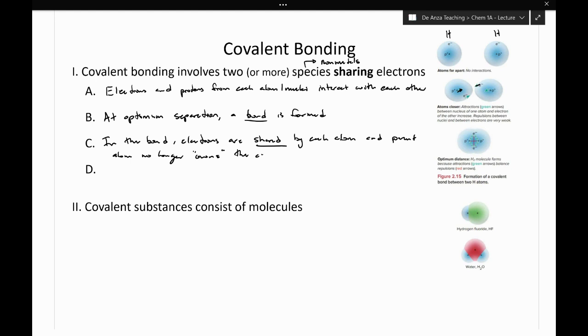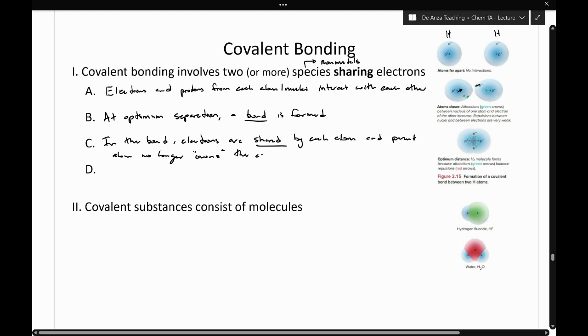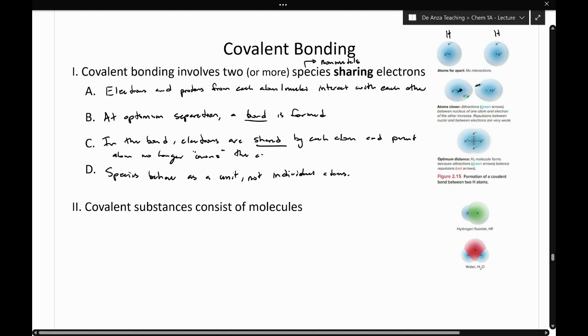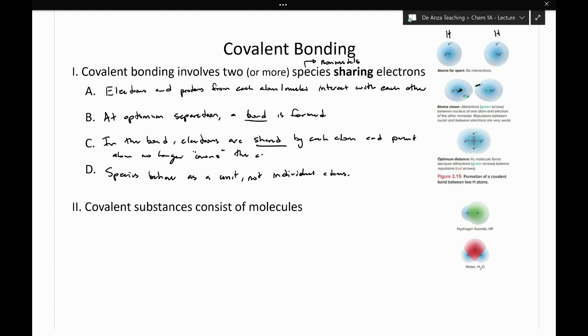In these species that are covalently bound together, that have this sharing of electrons, these species behave as a unit, not individual atoms. When you take these two hydrogen atoms and bring them together, they now are not two distinct species. They're no longer a hydrogen and a hydrogen that can separate from each other. They're now permanently stuck together until you do some chemical change. So you have these two hydrogens that are always going to float together as a unit.